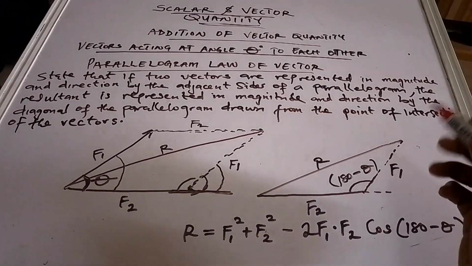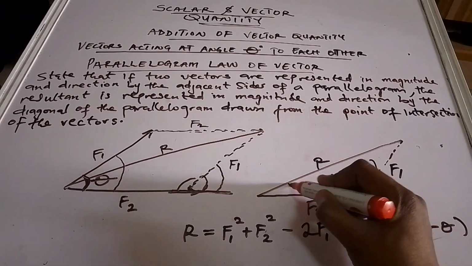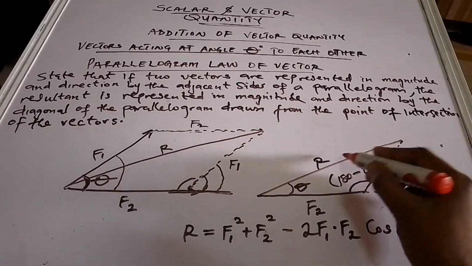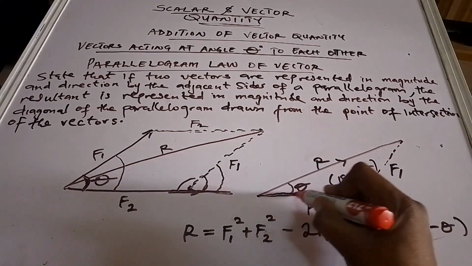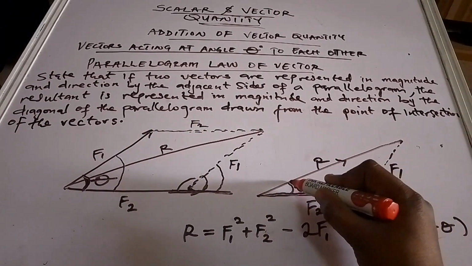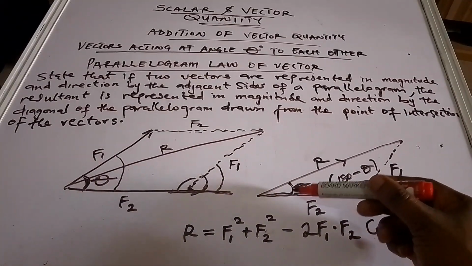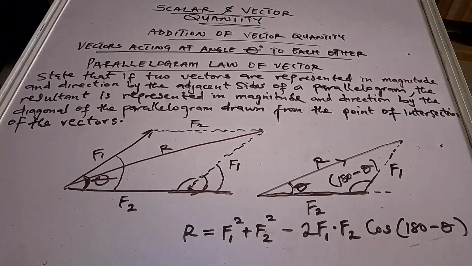And how do we find our direction? Remember, our direction is always the angle between the resultant and the horizontal. Don't forget that your direction is always the angle between the resultant force or resultant vector and the horizontal. So note that. This is going to be the angle we are looking for. To find this angle, we are going to use the sine rule. And what's the sine rule?